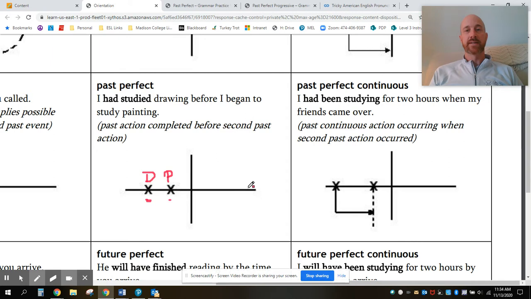With the past perfect continuous, we have the idea that two past events occurred, and the one that happened first was in progress and finished or ended when the second one began. So I had been on the phone for 2 hours when the doorbell rang, or I had been studying for 2 hours when my friends came over. When my friends came over is this action, and that put an end to the first action.